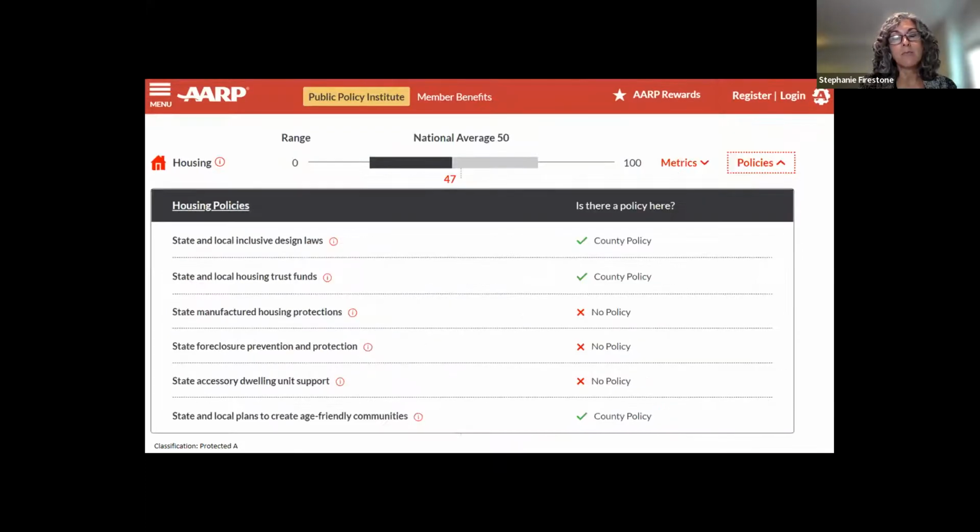Next slide. And then this is the same housing category under policies. So this tells you what policies that community has, what laws have they passed, what ordinances do they have that bode for improvement in any particular area. So, are there state manufactured housing protections? Is there accessory dwelling unit support? And then are there state and local plans to create age-friendly communities? So, are there any policies that they've enacted? And you can see whether there's improvement on that also if you go into another part of the website.